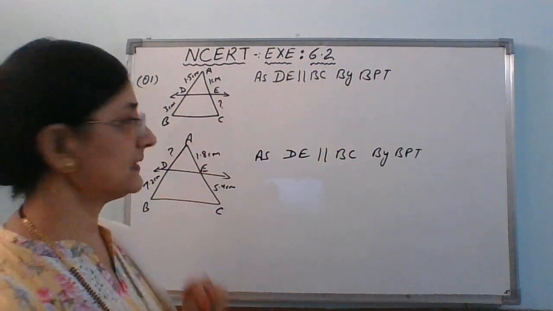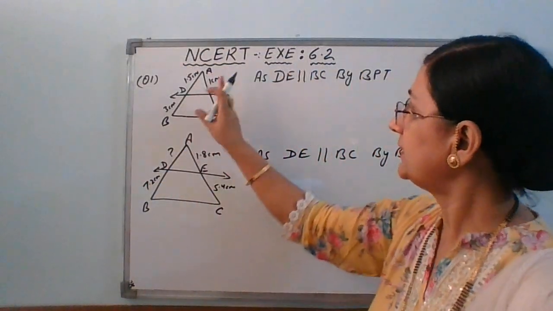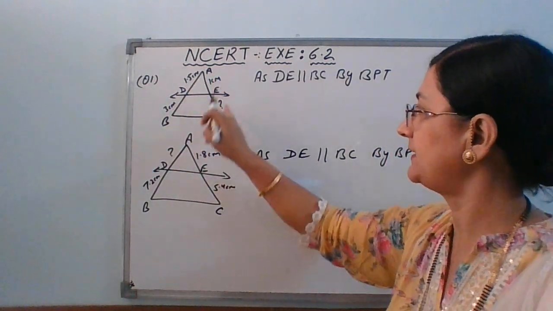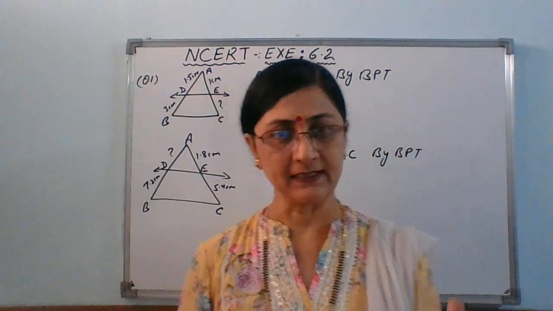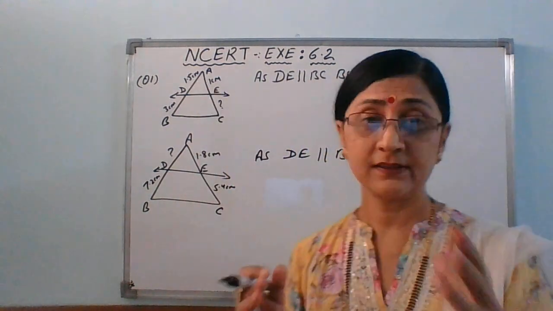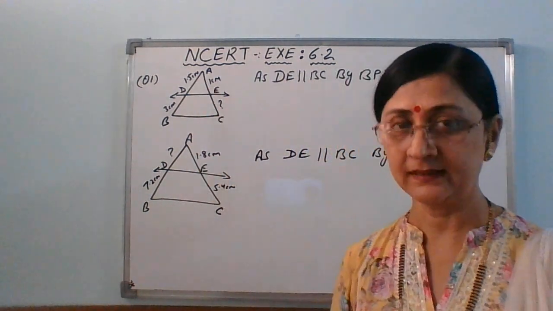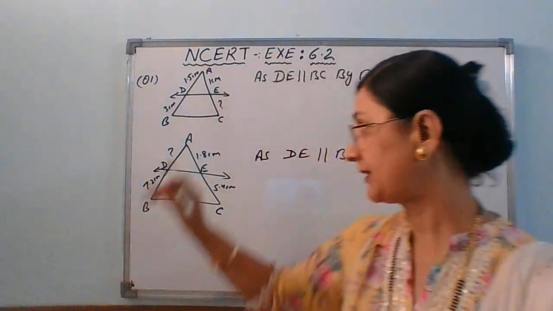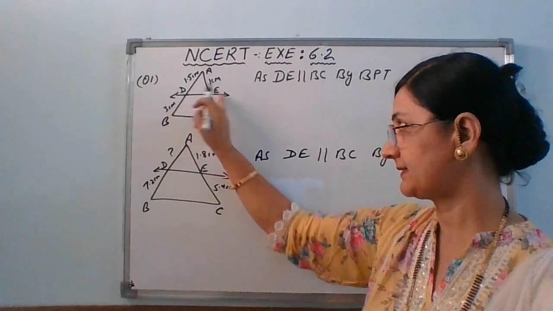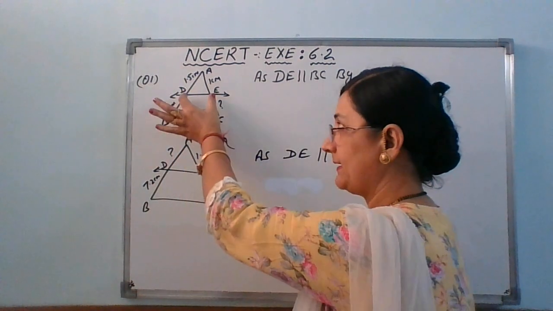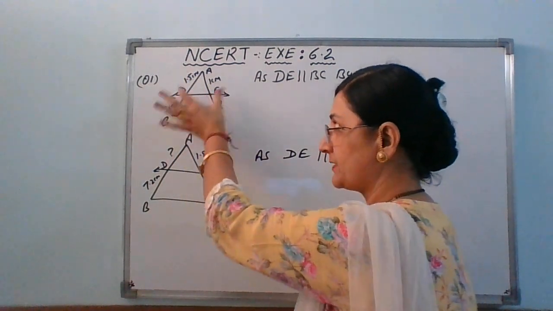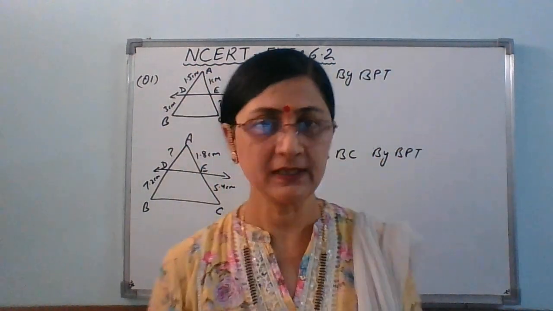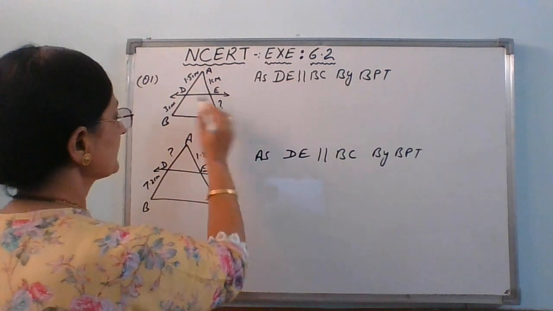Now, as we can see in the figure, AD is given as 1.5, BD is 3 centimeters, AE is 1 centimeter, and we are supposed to find EC. As we can see, the sides are in ratio and one side is missing, and DE is parallel to BC. Whenever in a triangle a line joining points on any 2 sides is parallel to the third side, that is BPT. So here, as DE is parallel to BC.